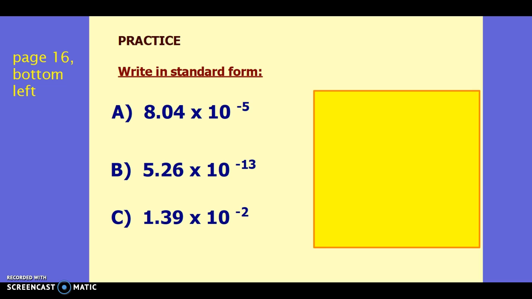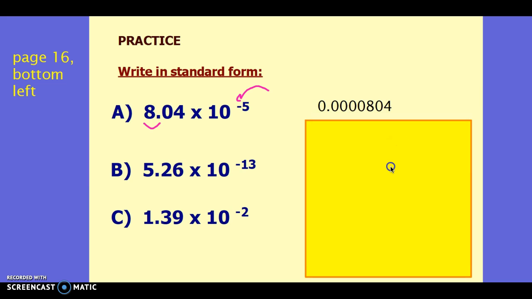So when I want to write that in standard form, because I have this negative exponent right here, that tells me this number was small, and I've got to move my decimal point to the left 5 places to make it into that original number in standard form. So if I move it 1 place to the left, I'm in front of the 8. I'm going to have to add 4 more zeros in front of that to make it the number in standard form. And so the answer would be 0.0000804. Now, you copy down letter B and C and try changing them into standard form. Hit pause and then hit play when you are ready.